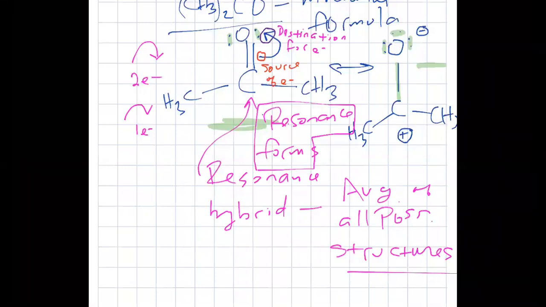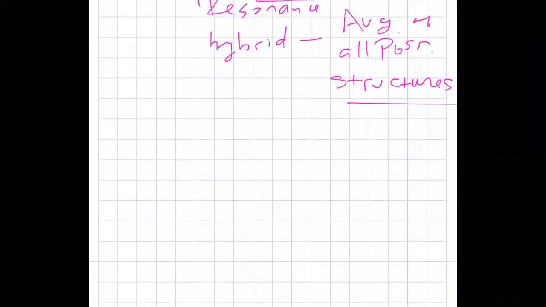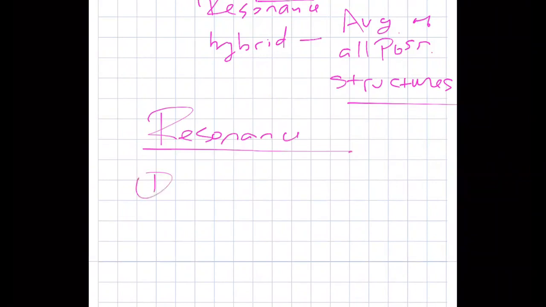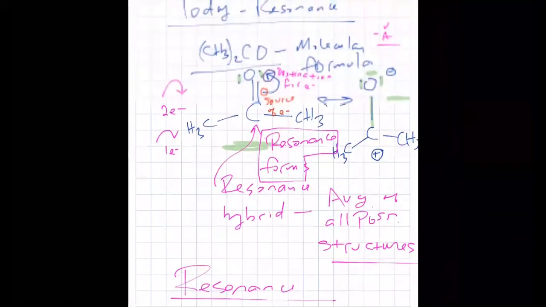So in order to draw a resonance form, you need two things. Resonance won't occur unless you have these two things, and this is always the case. You need a donor, you need an acceptor, and they have to be adjacent to one another. Let's go back up here to this example.